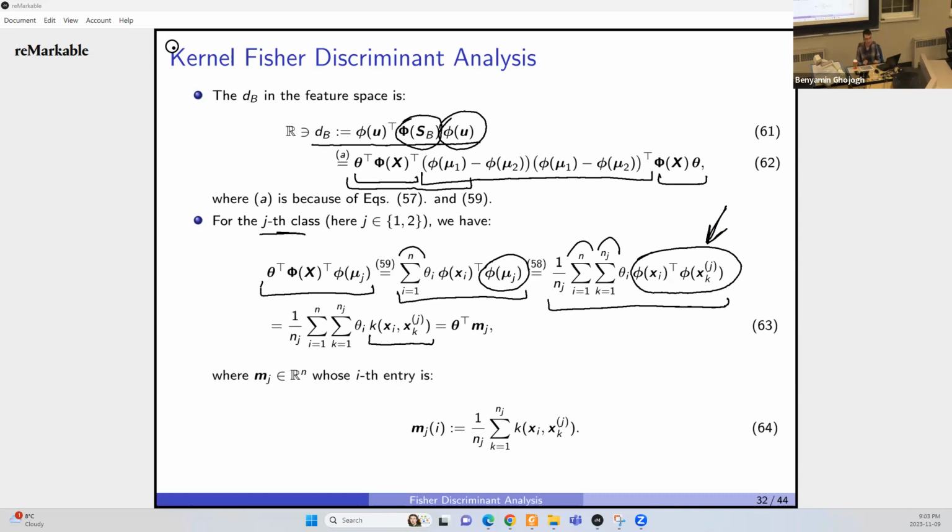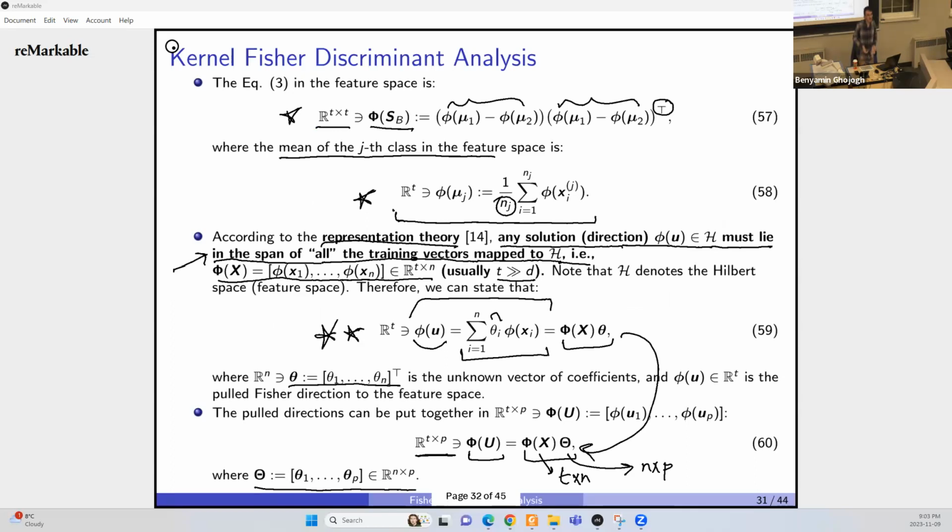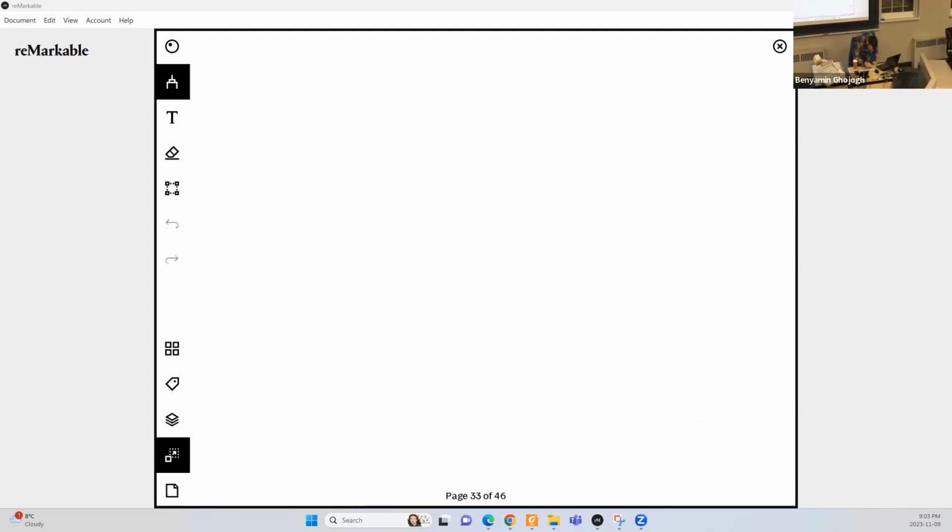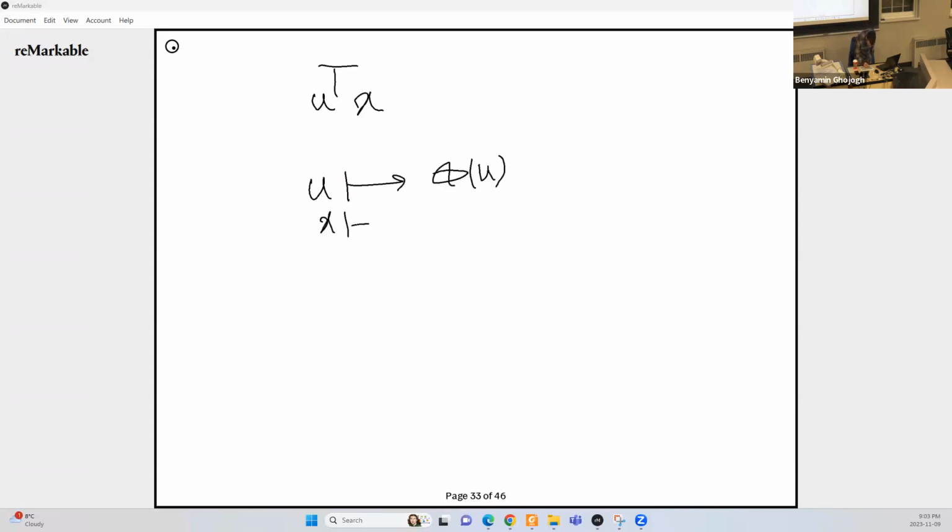So how do I make it? I use this formula. I have u in my formulation. I replace phi u with phi x theta. As I have linear projection u transpose x, please listen to me. This is very beautiful. I have u transpose x, right? U becomes phi u, x becomes phi x. As a result, I will have phi u transpose phi x. But I don't have phi x transpose phi x. I can't use kernel trick.